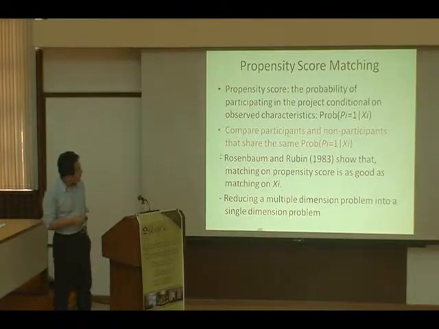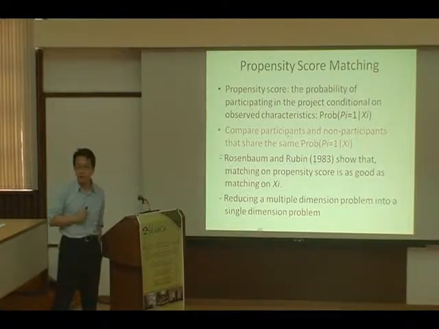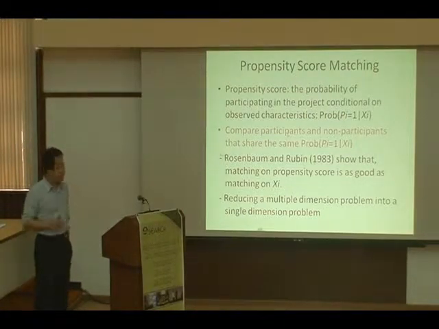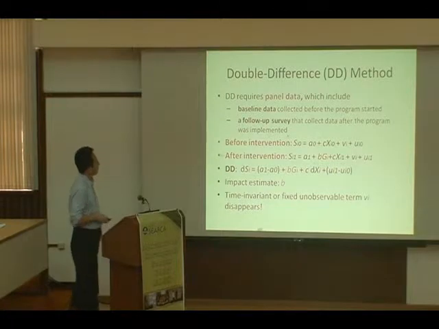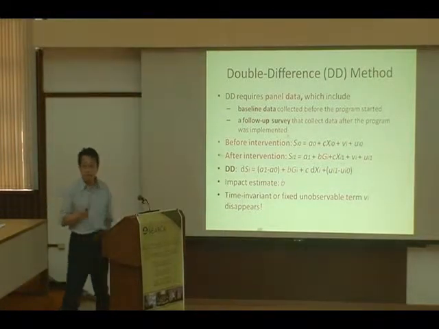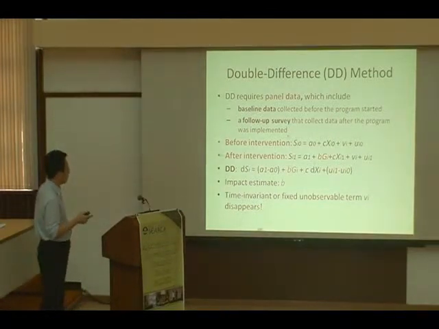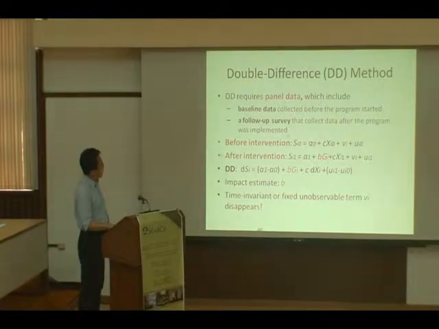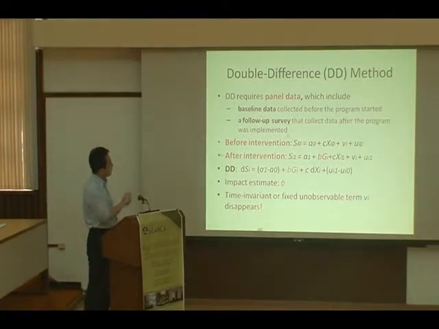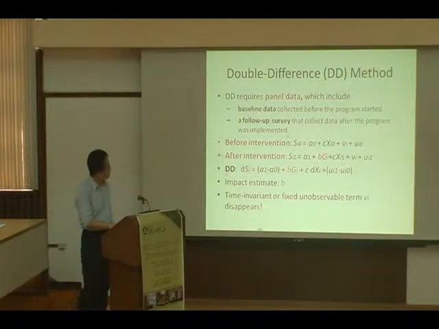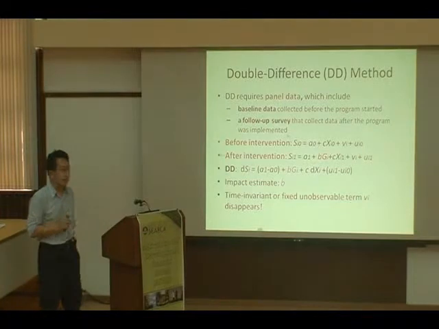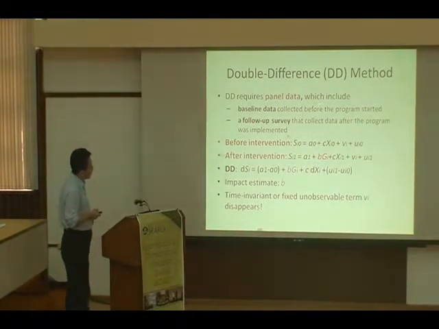And the good thing about using probability is that the probability is just one dimension. So we don't have to use a bunch of variables. Not only using probability of participation to condition, we use panel data in this study. But in a general setting, let's assume we have panel data. And we have baseline data collected before the program, and the follow-up survey is conducted to capture the outcome of the program.